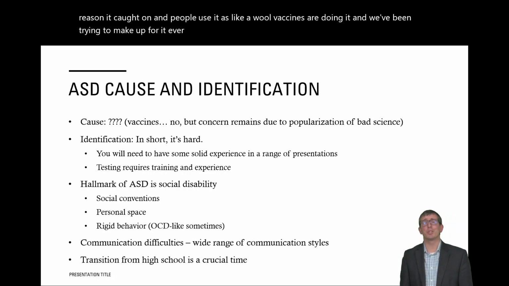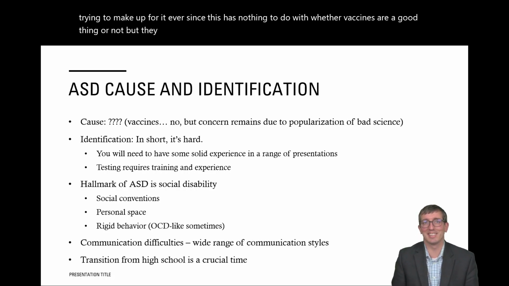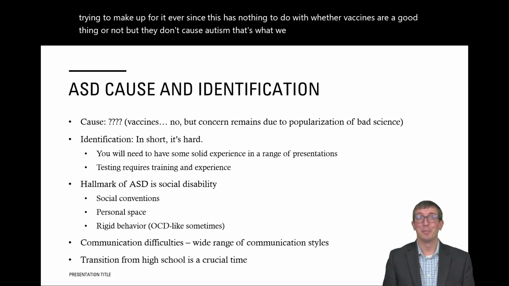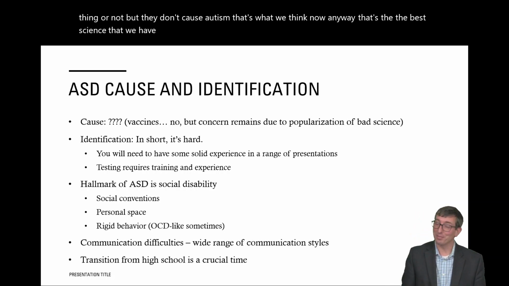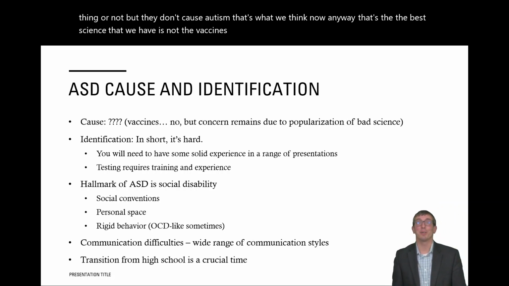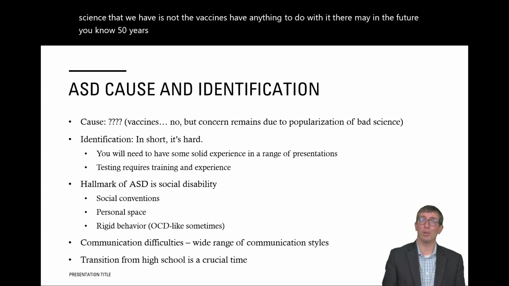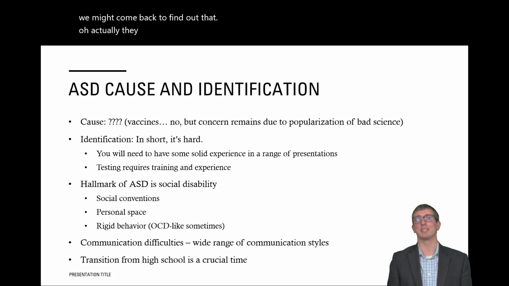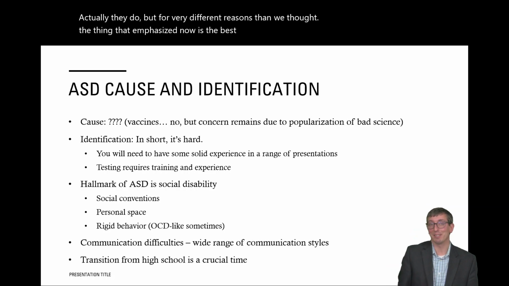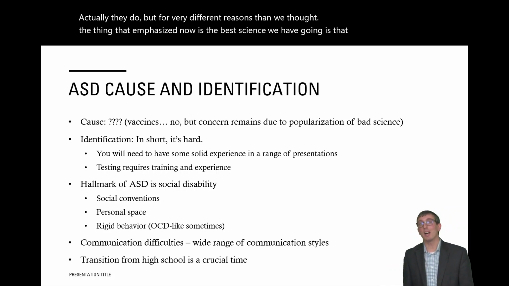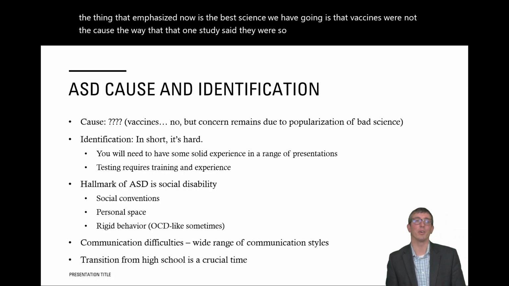This has nothing to do with whether vaccines are a good thing or not, but they don't cause autism. That's what we think now anyway. That's the best science that we have, that vaccines have nothing to do with it. In the future, you know, 50 years, we might come back to find out that actually they do, but for very different reasons than we thought. The thing to emphasize now is the best science we have going is that vaccines were not the cause the way that one study said they were. So that's just the important thing to know here.